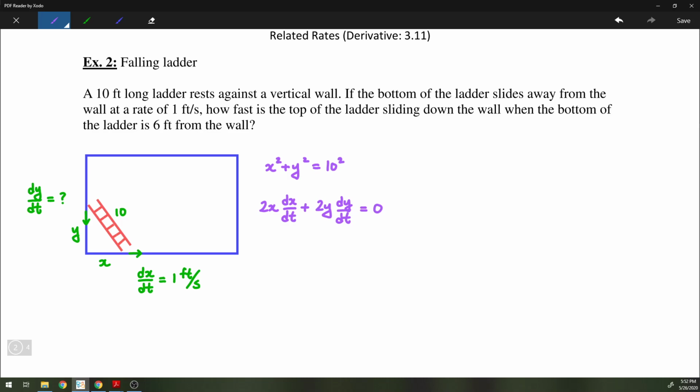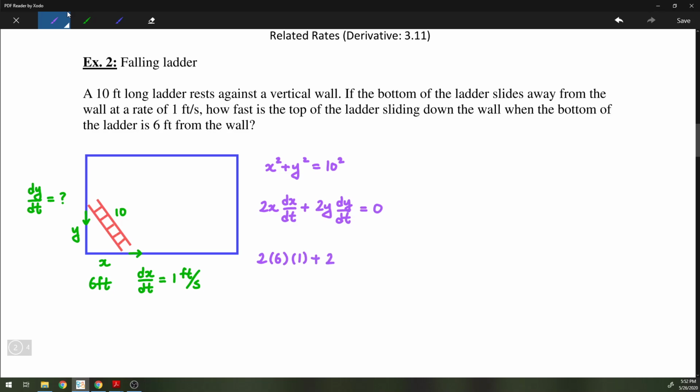Okay, so we are looking for dy/dt, and we can isolate the variable, but it might be easier just to substitute in values because we already know what some of them are. We're looking for the rate of change dy/dt when x is equal to 6, and that is when the bottom of the ladder is 6 feet away from the wall. So we can substitute in 6 here. We already know that dx/dt is 1. And then we have 2.